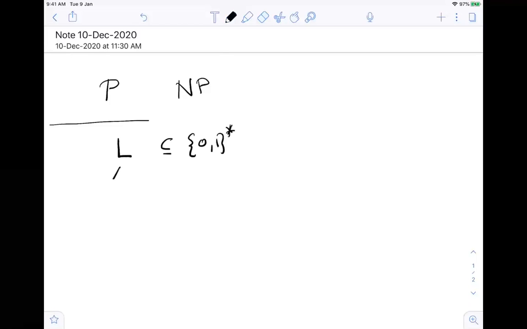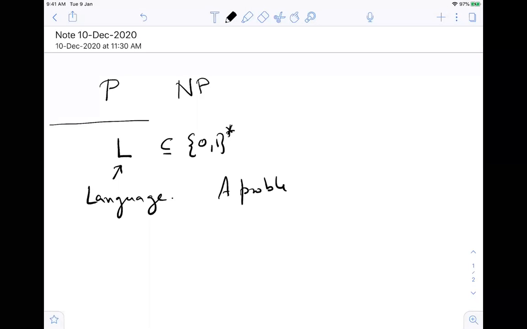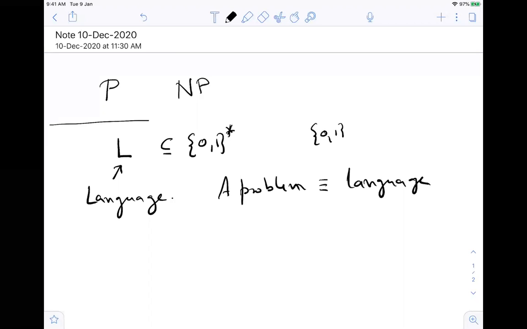So L stands for language. Usually we call a problem a language. A problem is basically called a language. It's a pretty useful notation to use because a particular element x in {0,1}* is called a word.